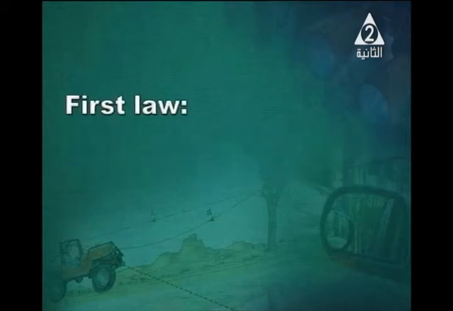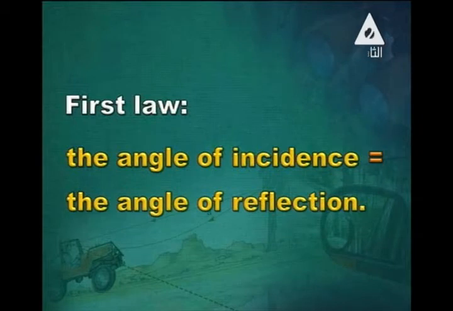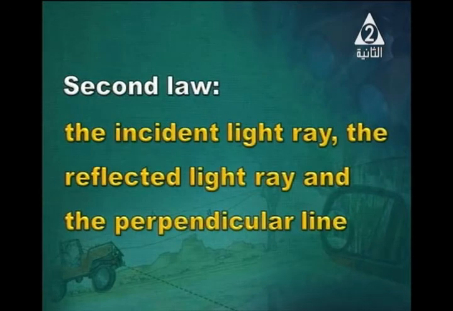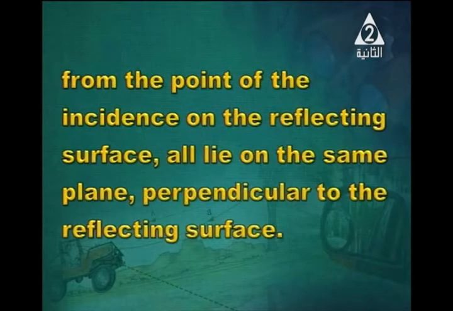What are the laws of light reflection? The first law: the angle of incidence equals the angle of reflection. The second law: the incident light ray, the reflected light ray, and the perpendicular line from the point of incidence on the reflecting surface all lie in the same plane perpendicular to the reflecting surface.